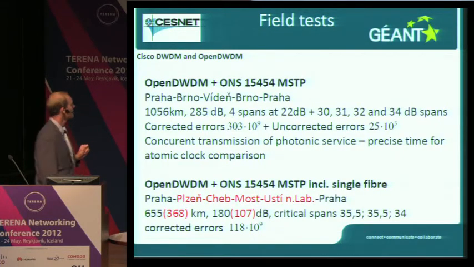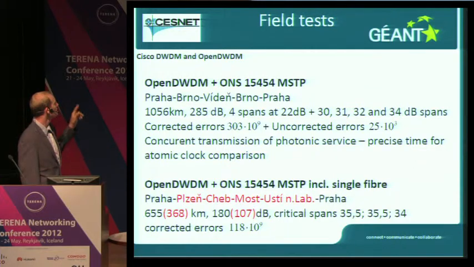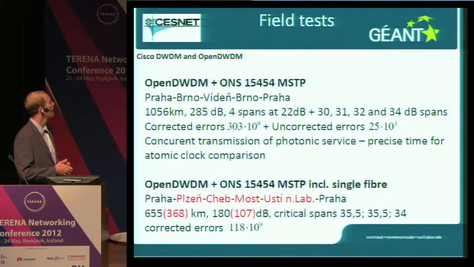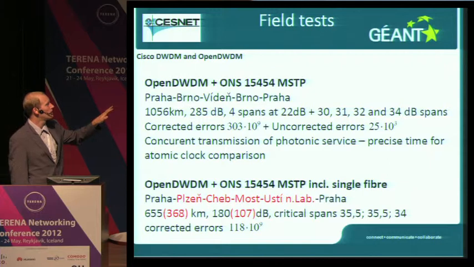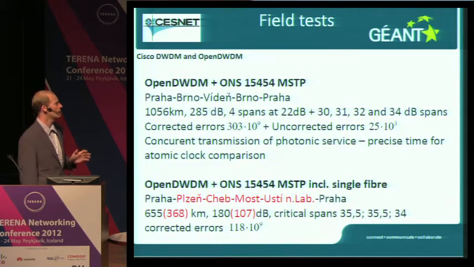So another two tests which we carried out, it was a loop from Prague, again to Prague, but across the multi-vendor environment. So it means both Open DWDM and Cisco DWDM. And in this case, we overcame 4 spans at 22 dB attenuation, and another 4 that had even more, 30 to 34 dB of attenuation, which is quite a lot, and we believe that it's a cause of the bad performance of the system and also some uncorrected errors in a system.